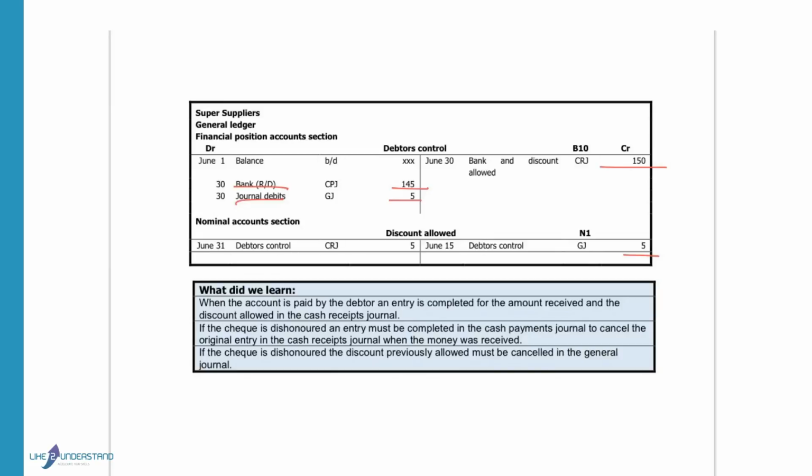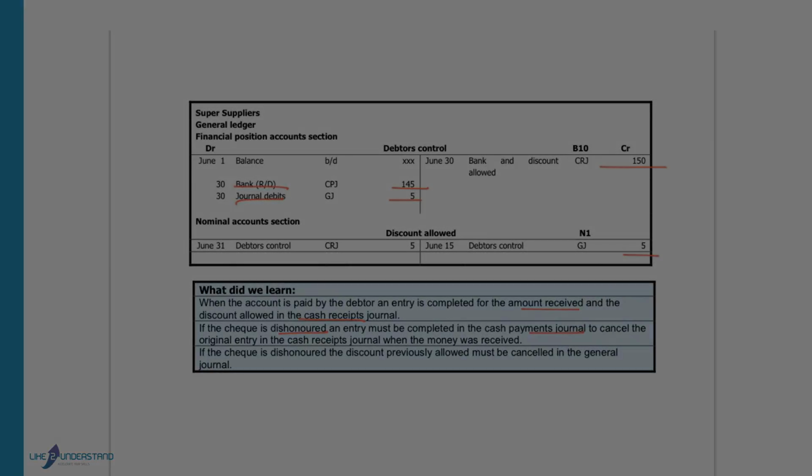What did we learn? When the account of a debtor is paid, we will record the amount received and the discount in the cash receipts journal. If the check is dishonored, we have to cancel this original entry in the cash payments journal. The discount will be cancelled on the credit side of my discount allowed account. So that means if the check is dishonored, we will cancel the discount and we will cancel the check, so that the person owes the original amount before the payment was made.